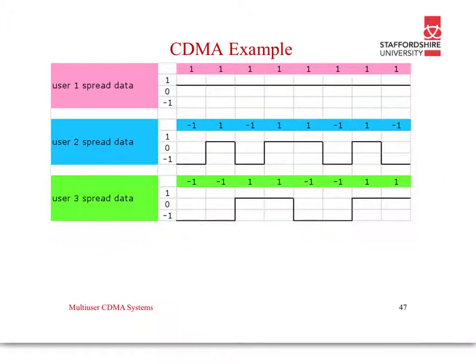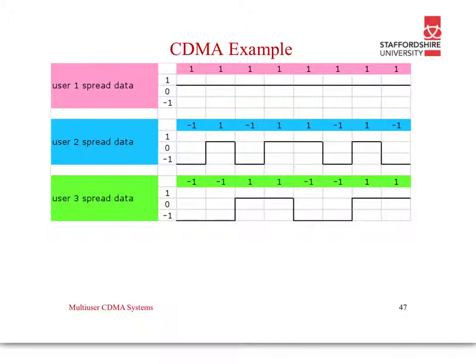So if I draw this in terms of voltage waveforms, I've used this representation here. 1 is here, 0 is at the bottom of the cell, -1 is represented by the bottom line. So user 1 spread data is all the ones. User 2 spread data is this waveform as shown here. So -1, 1, -1, 1, 1, -1, 1, -1. User 3 data is -1, -1, +1, +1, -1, -1, +1, +1.